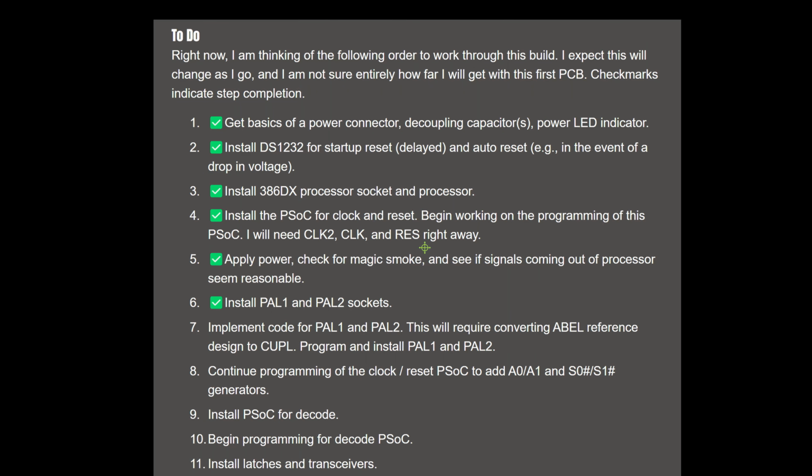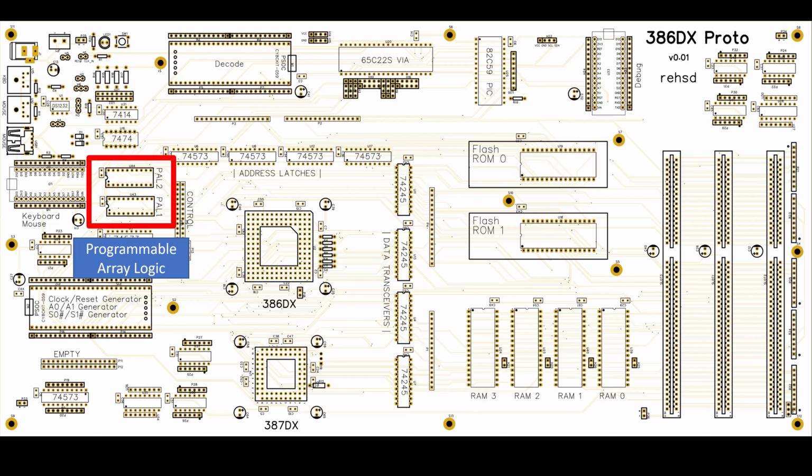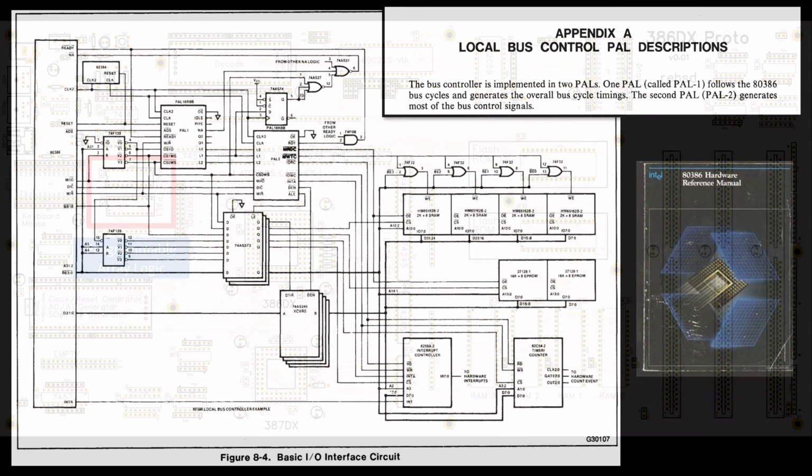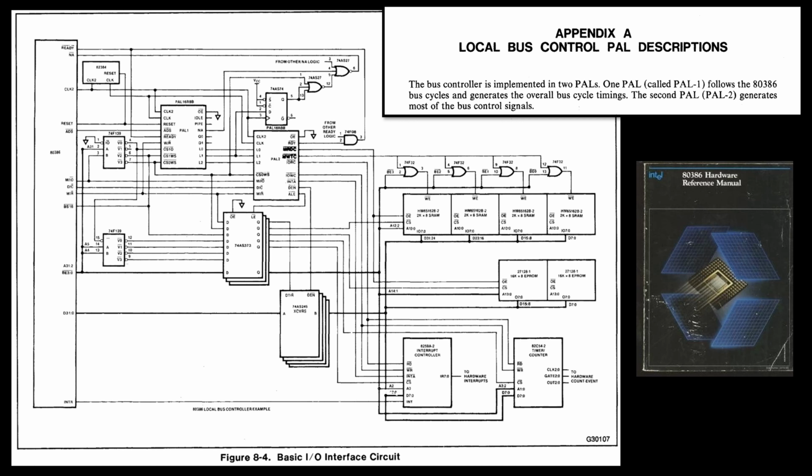The next step on my 386DX build is to implement code for PAL-1 and PAL-2. And if I look at my board, here's where I have PAL-1 and PAL-2. And PAL is just programmable array logic. Now, Intel is having you use these two chips to do local bus control.